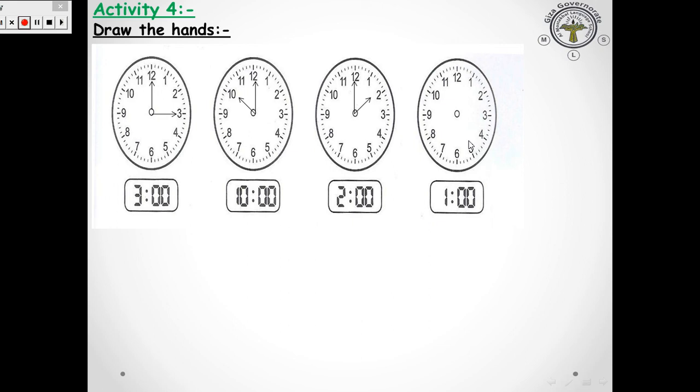Next example, it's 1 o'clock. So we draw the long hand pointing to 12 and the short hand pointing to 1. It's 1 o'clock. Okay?